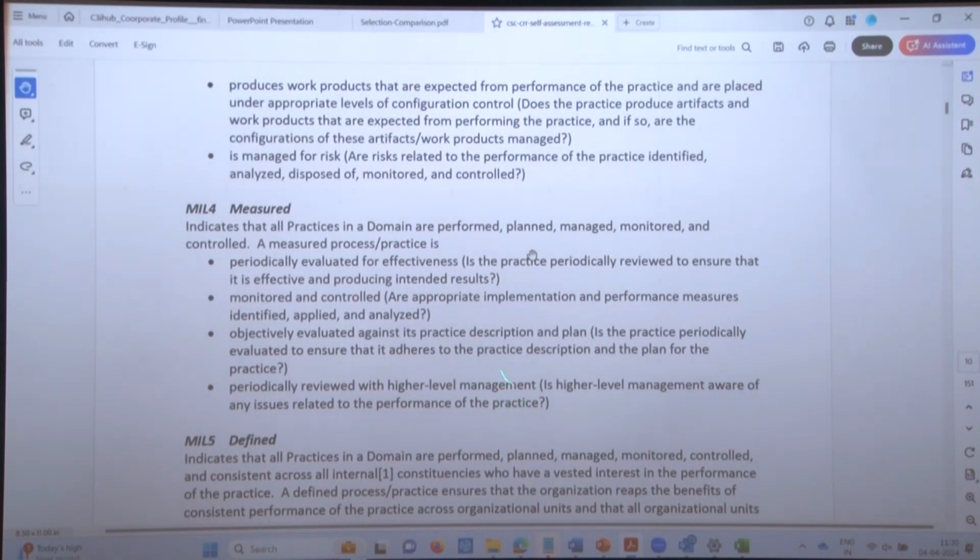So the CISO goes to the board and says that, okay, here are the goals in this domain for this critical service, and here is where we are, and we may need to change something in our policy, in our plans, or I may need more funding for more staff, whatever. So if that practice is periodically reviewed with high level management, and you are actually evaluating its effectiveness, then you are at MIL4, that is measured.